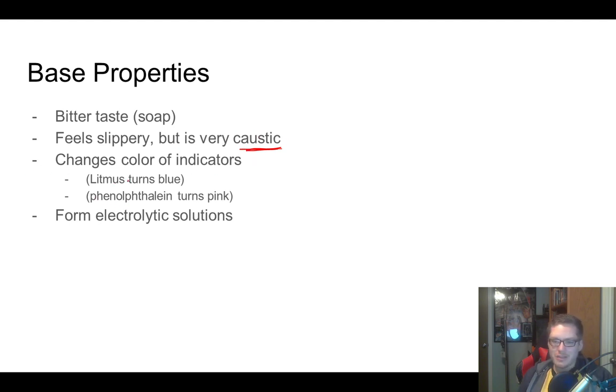They also change the colors of indicators. We just talked about what acid does to litmus and phenolphthalein. Bases do something slightly different. They turn litmus blue, and phenolphthalein turns pink. Once again, we'll talk about indicators more in a couple of videos. And they also form electrolytic solutions. They'll conduct electricity.